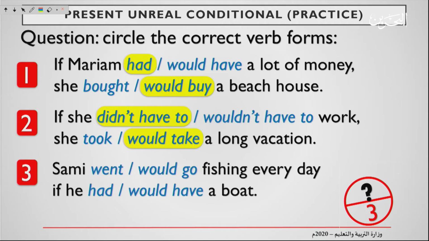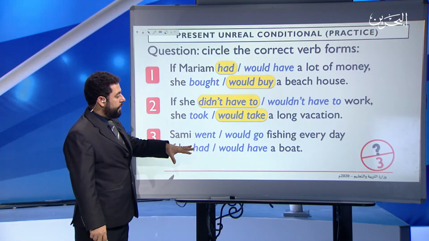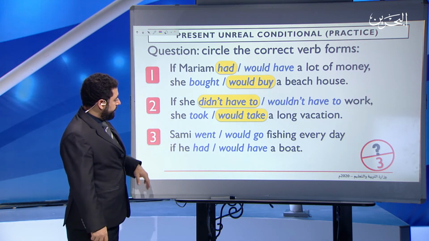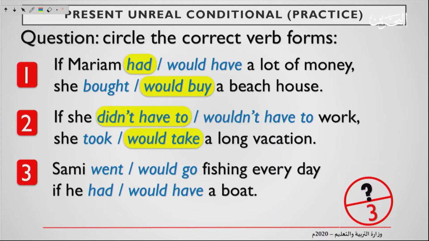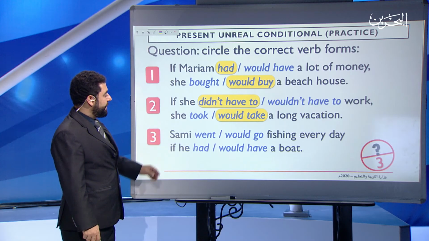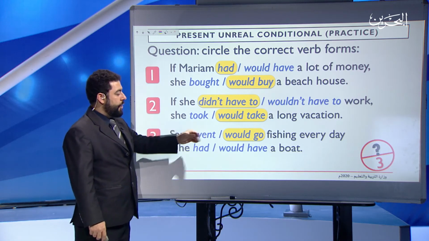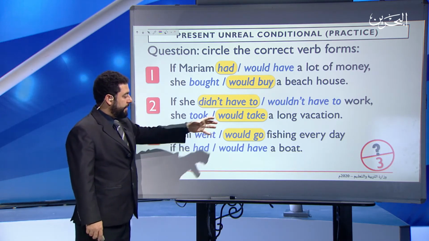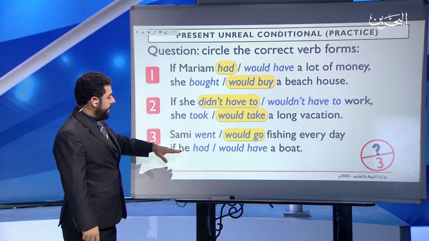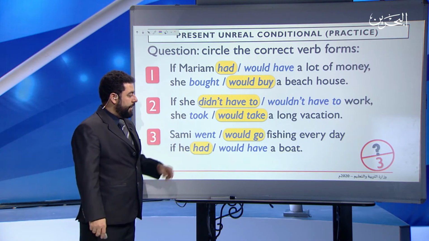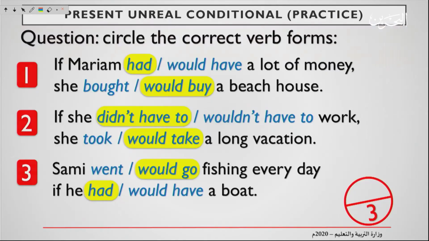Now let's jump to 3. Sammy went or would go fishing every day if he had or would have a boat. You have 5 seconds. Let's check the answer. The answer for the first one is would go. Sammy would go because this is the main clause. All right? You start with the modal plus infinitive, fishing every day if he had, past simple, a boat. Now give yourself a mark of 3 and let's carry on.